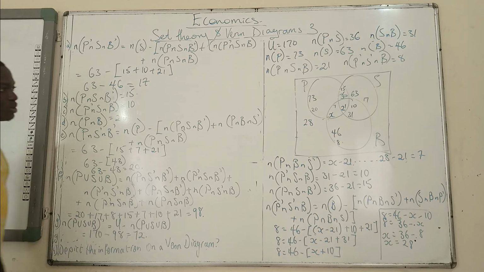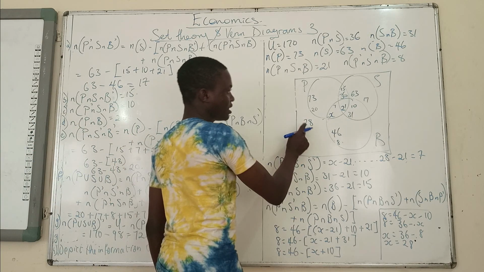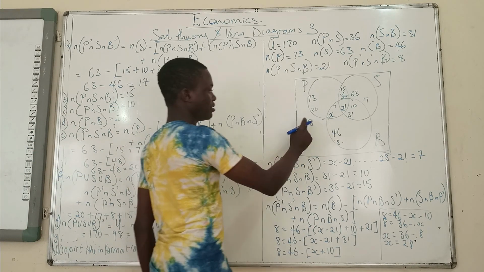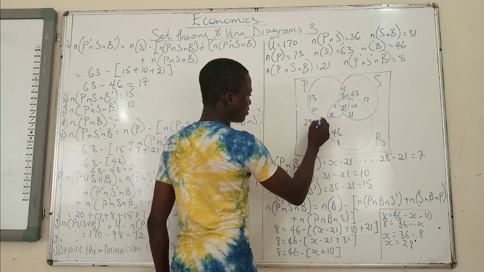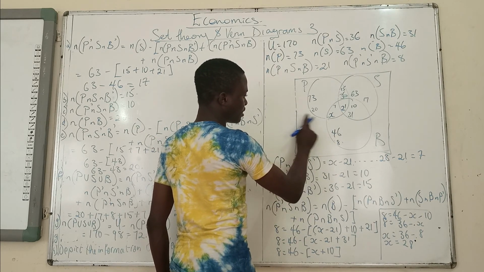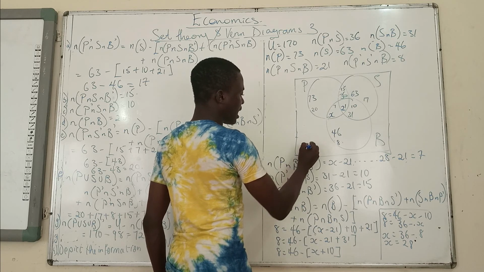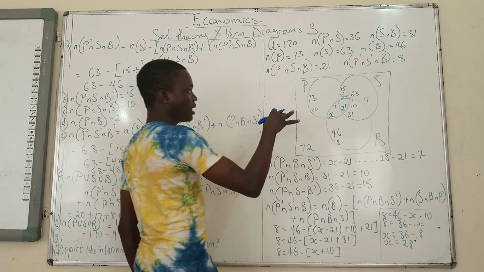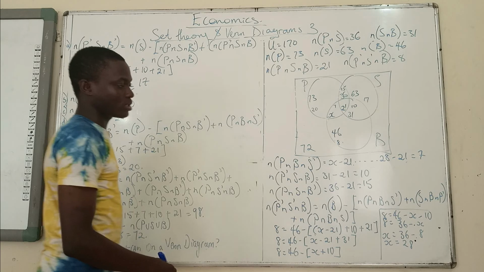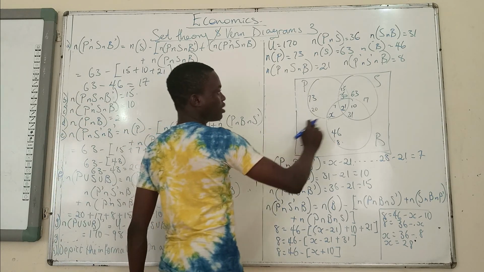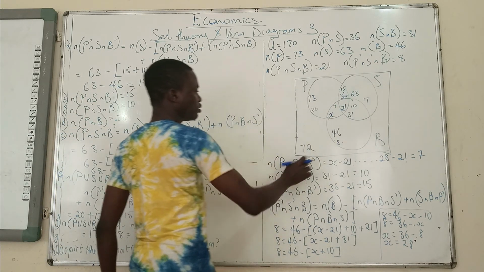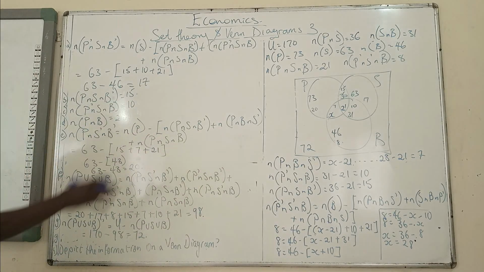So we just put 72 students. The 28 is not meant to be here, I was just using that to explain, so I can erase this. So 72 will be outside the three circles, but within the box. So 72 does not belong to P, does not belong to S, does not belong to B. So 72 people did not attend any of the three schools.